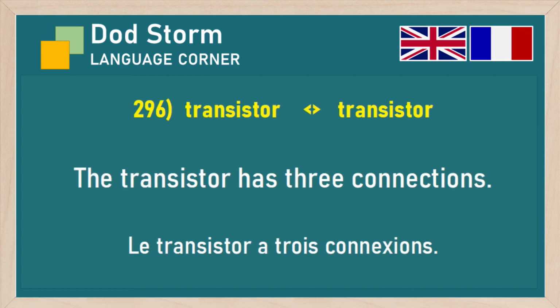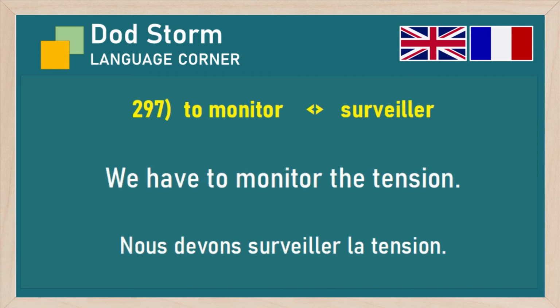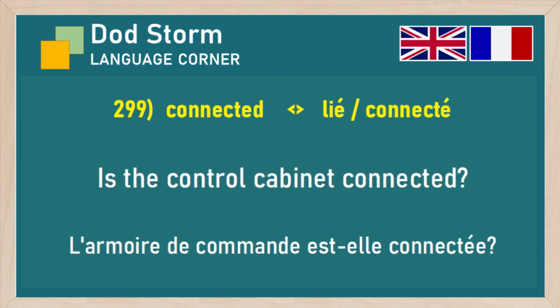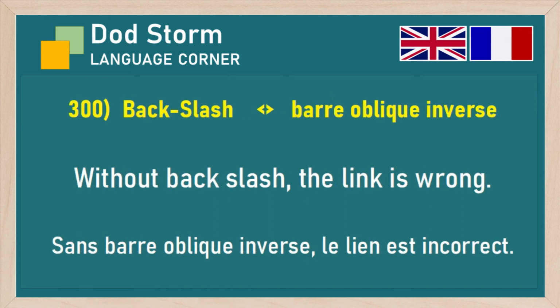The transistor has 3 connections. We have to monitor the tension. The address of the house is wrong. Is the control cabinet connected? Without backslash, the link is wrong.